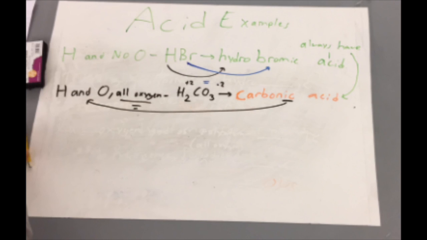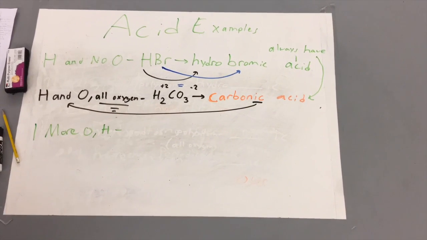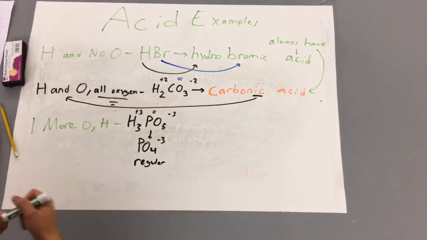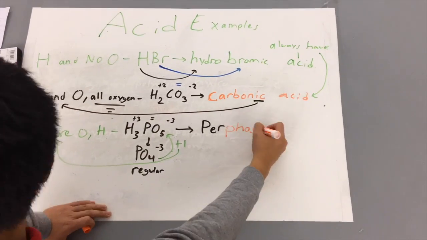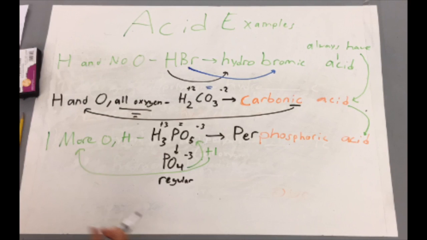You don't need hydro because you have an oxygen, which disqualifies it, and because it is an acid, you need to put the word acid at the end. Our next example is if the polyatom has one more oxygen, and of course if there's hydrogen to denote it as an acid. Now pay attention to the difference.